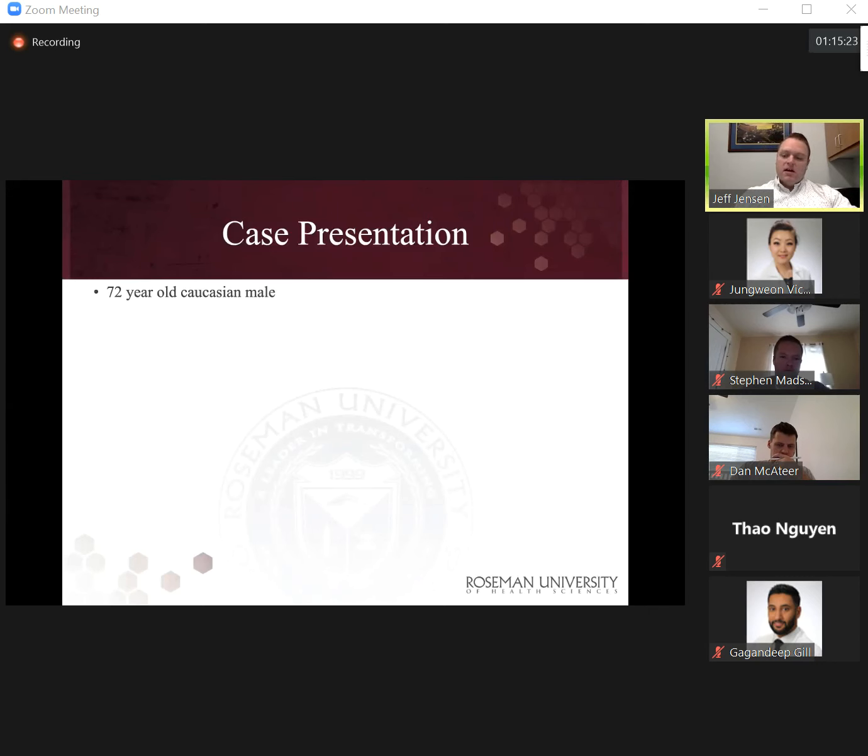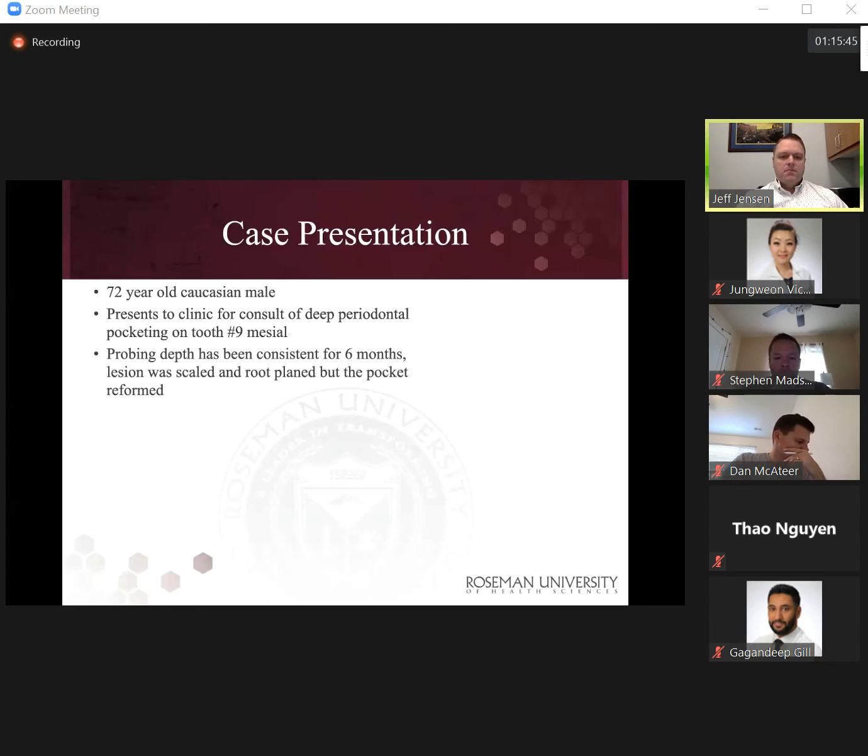Okay. All right, so this is just a little case to run through. My co-resident in Nebraska treated this case. So a 72-year-old Caucasian male presents to your clinic. He's got a deep periodontal pocket on tooth number 9 on the mesial. The pocket's been there for 6 months. The dentist scaled and root planed it, but the pocket just came right back. So here are your probing depths.